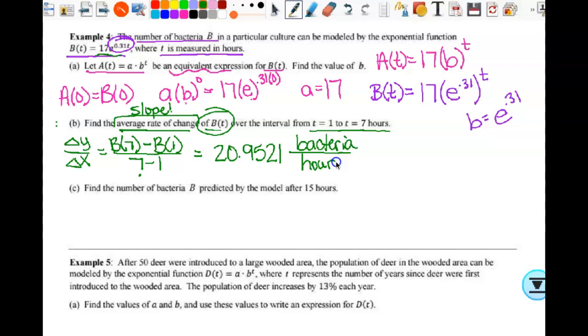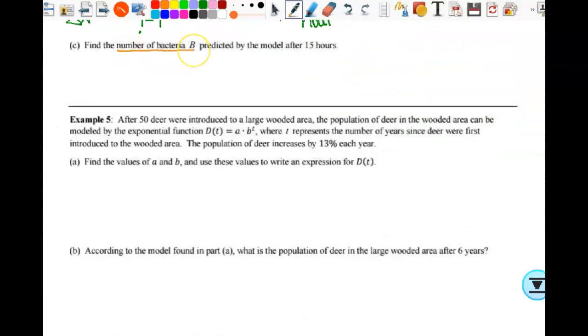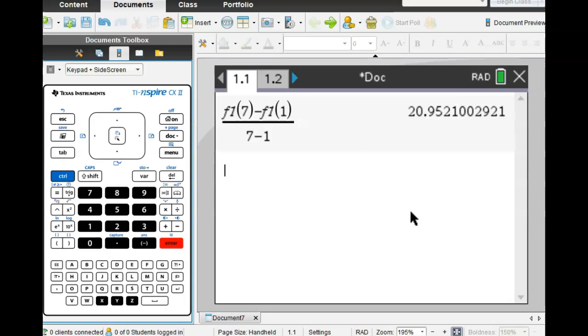All right, good deal. So now this says, find the number of bacteria B predicted by the model after 15 hours. This is T, right? I have T, I want B of T. So B of 15, because that's where we put our T, right? We're going to go to the calculator. Where in the calculator would I go for that? F1, back over here, right? And just do F1 of 15, right?